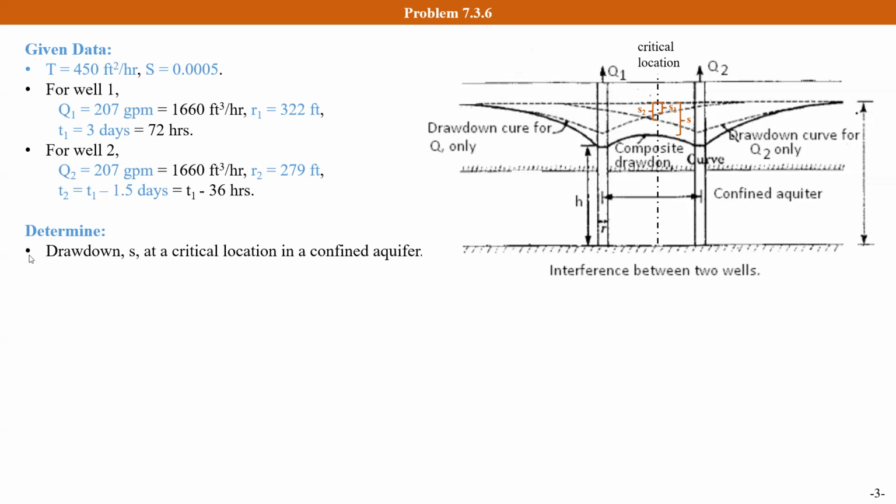So in this problem, we need to calculate the drawdown at a critical location in a confined aquifer. And from the plot on the right-hand side, we can find that S equals S1 plus S2. S1 is the drawdown generated by well 1 at the critical location, and S2 is the drawdown generated by well 2 at this location. So let's calculate S1 first.